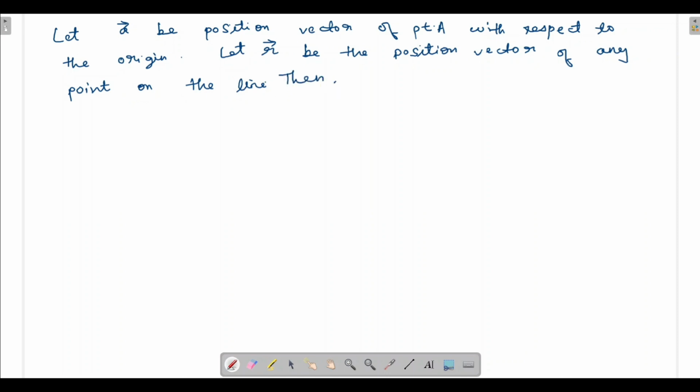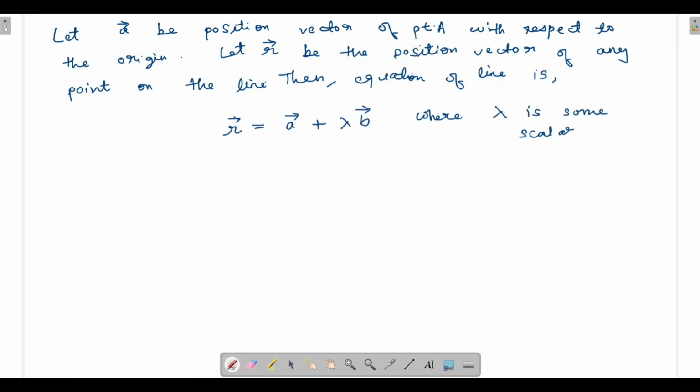Then the equation of line is this: R bar equal to A bar plus lambda b bar, where lambda is some scalar. So you can determine the equation of line by this formula: R bar equal to A bar plus lambda b bar, where lambda is a scalar here. So let us look at one remark now.